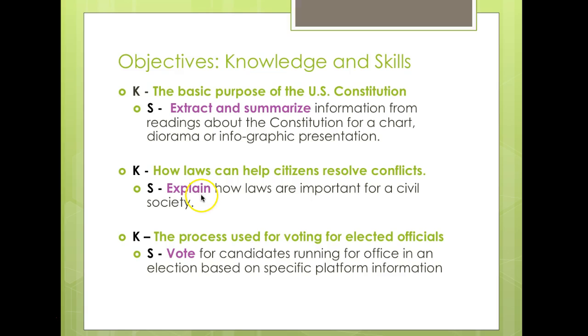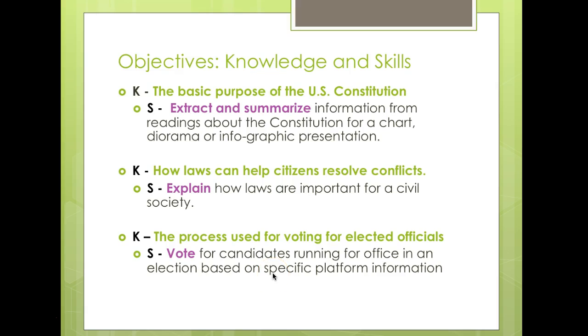And this is what you're going to end up assessing and end up teaching. And the third example for a set of objectives for the knowledge would be the process used for voting for elected officials. And then the skill would be to actually vote for the candidates based on specific platform information. So this is going to require some process on the part of the students, but this is what you're going to teach. You're going to teach them how to do this so that they will have this knowledge and this skill when they're done.